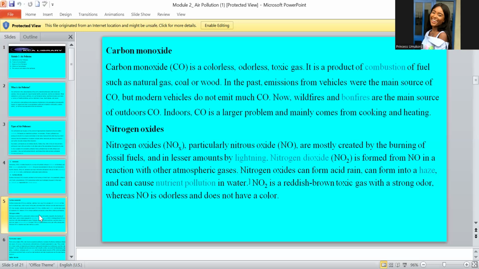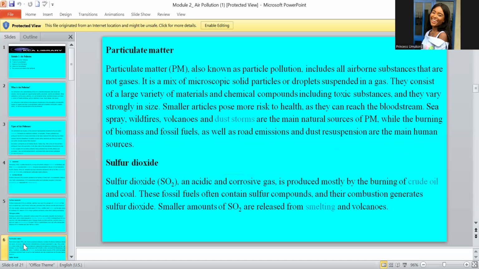We also have nitrogen oxides. Nitrogen oxides, particularly nitric oxide, are mostly created by the burning of fossil fuels and in lesser amounts by lightning. Nitrogen dioxide is formed from NO in reaction with other atmospheric gases. It can form into a haze and can also cause nutrient pollution in water.